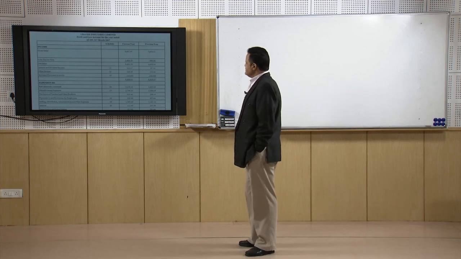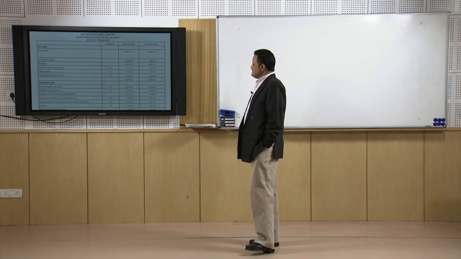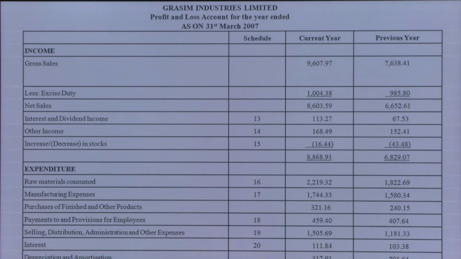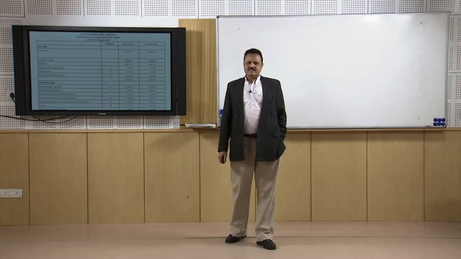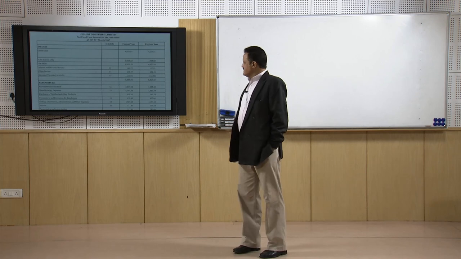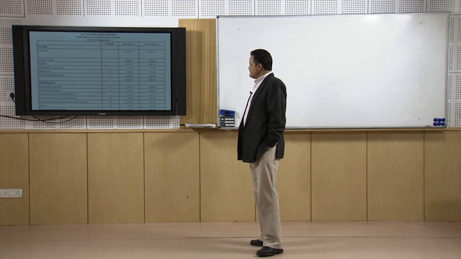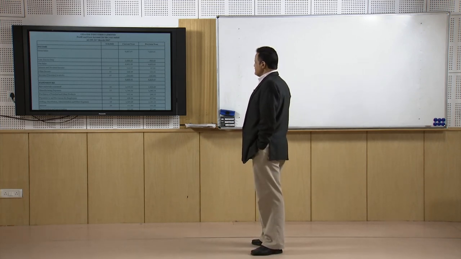Then we talk about the profit and loss account of Grasim Industries. If you look at the total income here, in terms of sales, it is about 9607, about 10,000 crores, more than 9,500 crores, which has significantly gone up from the previous year. And the net sales are also quite a good amount, that is after the excise duty, because excise duty goes to the government, so that's not the firm's income. After subtracting this excise duty from the gross sales, the net sales left are a very handsome amount, more than 8500 crores.